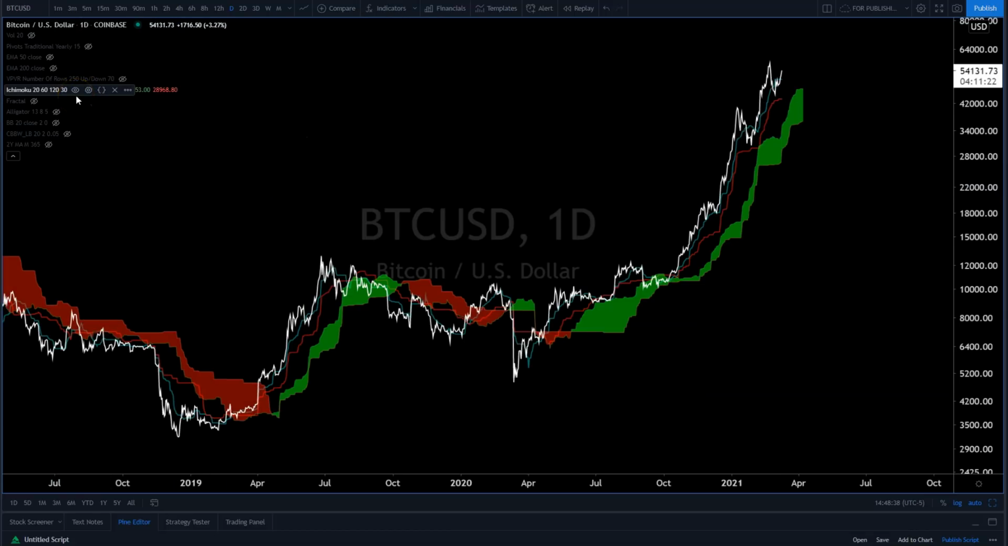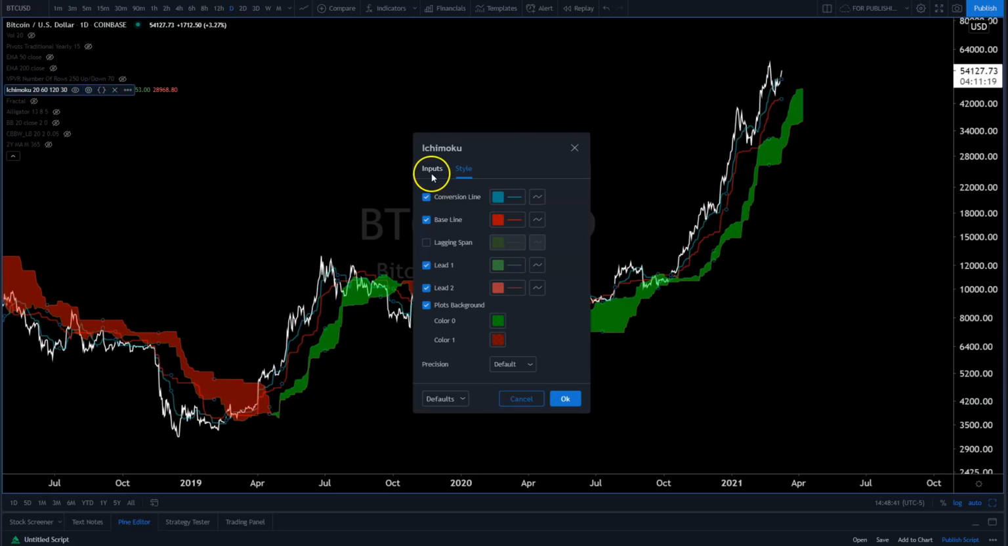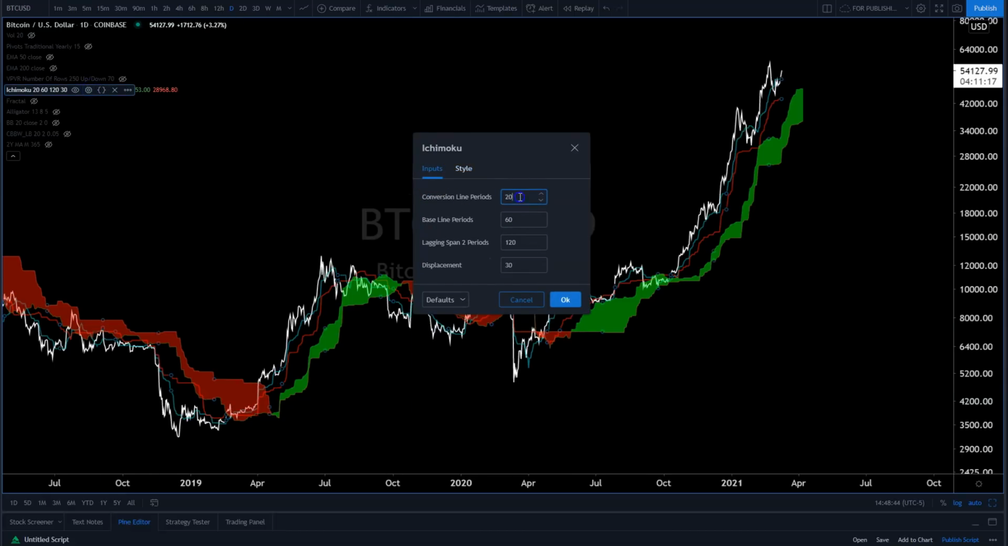Once you have it on the chart, you want to click this cog here, go to inputs, change this to 20, 60, 120, 30, if you want to use my settings. Now, this is a separate conversation because these are the settings I've used since 2017 or earlier. These are the settings I've determined for me works well and makes sense. If you prefer the default settings, that's fine. Doesn't matter to me. Whatever helps you trade is better for you.